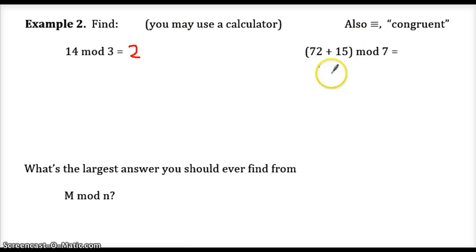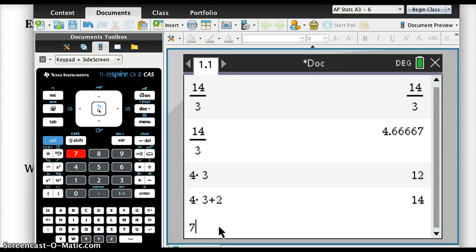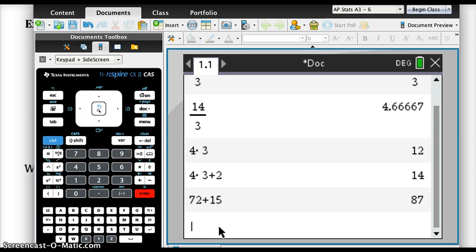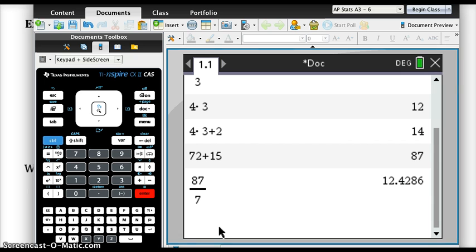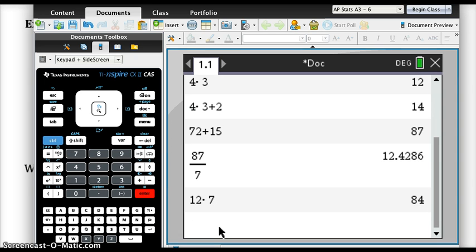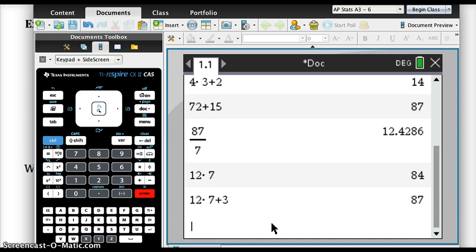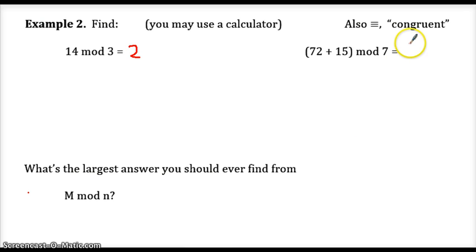We do things like this too. You might see much more complicated things in a mod question. (72 plus 15) mod 7. Because of the parentheses, you do 72 plus 15 and then mod that by 7. So if I divide that by 7, I notice it's 12 plus some junk. Well, 12 times 7 is 84. So the junk I have to add on to 84 to get 87 is going to be 3. So I just found out that the remainder is 3. And again, I don't care about anything else. I just care about the remainder.